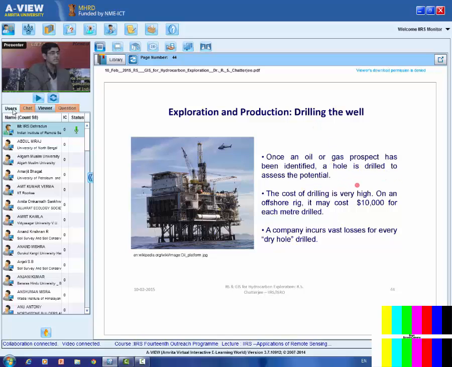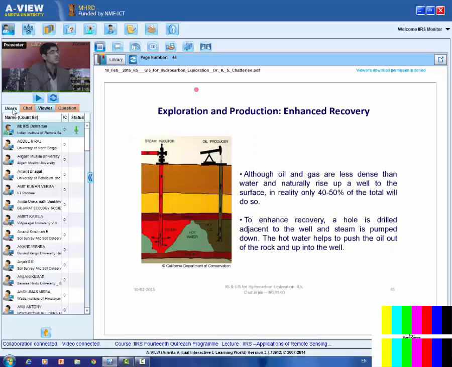But drilling is a very expensive affair. It is very costly. There is an approximate cost of around $10,000 per meter of drilling in the case of an offshore rig. So you understand how expensive it is. Before drilling, you should be very, very careful that the chances of getting oil there are very, very high, because if you miss it and it is a dry well, then the company suffers a lot of loss. That is why you need to be very careful before drilling.